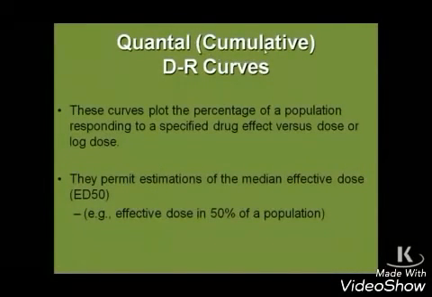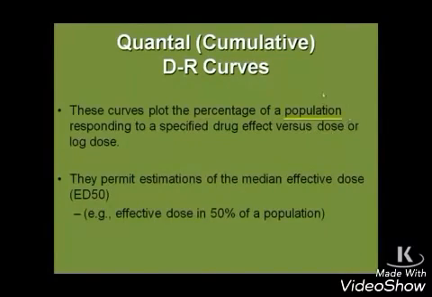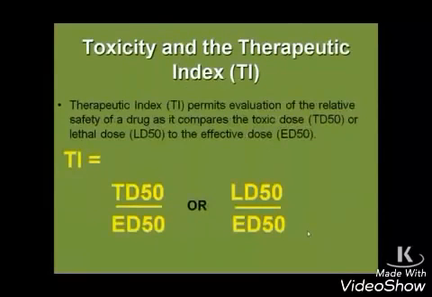Next, we have these quantal or cumulative dose-response curves. Really a different type of dose-response curve to look at here. These curves plot the percentage of a population, and I'm going to highlight that word because one of the ways to think about this type of curve is to think about it as a population curve. Okay? You're comparing your drug and its response in the population. From these types of curves, you can actually estimate the median effective dose, what we call the ED50, or the dose that's effective in 50% of the population.